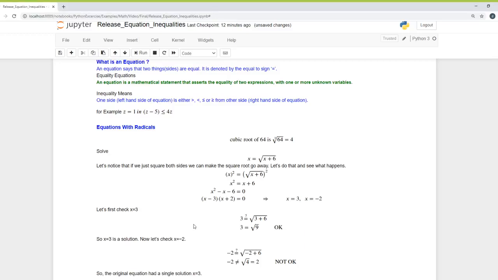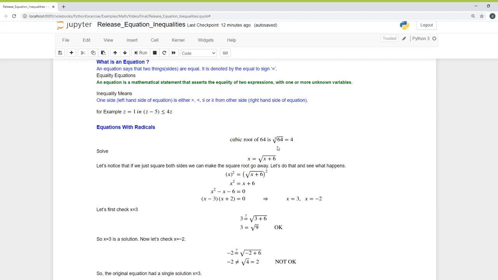I am a computer programmer. In this video, we will discuss radical equations, absolute equations and inequality. We will start our discussion with equations with radicals. Radical expressions are mathematical expressions that contain a square root, cube root, fourth root, fifth root, etc. The cube root of, for example, 64 is represented by a radical in this form.